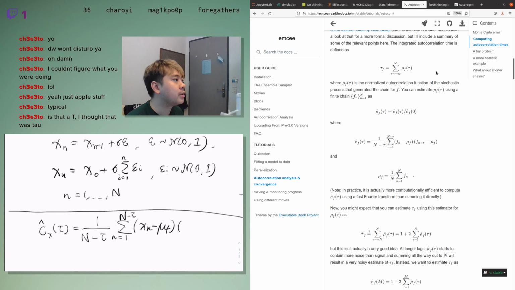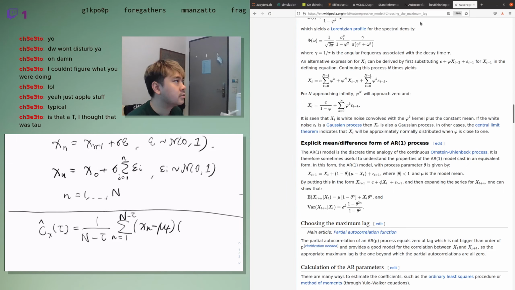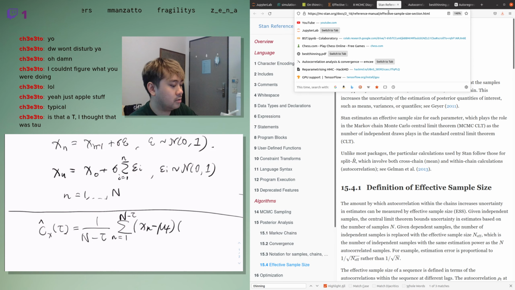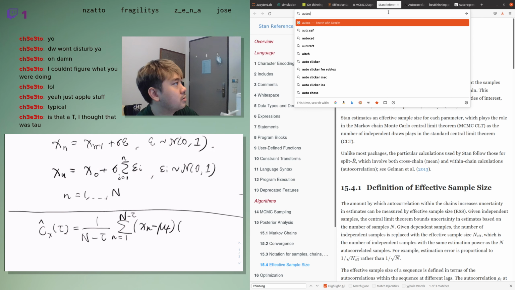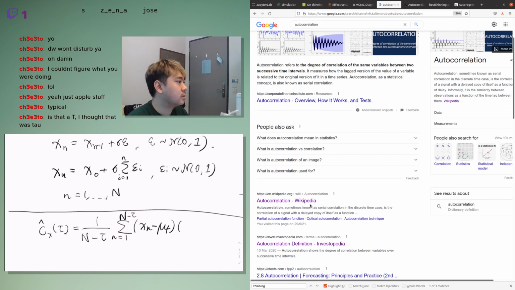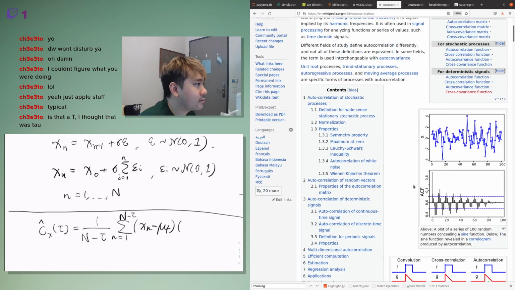Actually, I shouldn't use this. I should just compute it precisely. It's quite straightforward for this case. Is that a T? I thought that was a tau. That's a tau. It could have been a T, it doesn't really matter, but yes, it's a tau. Did I say T? My bad. Tau should be written smaller as well.